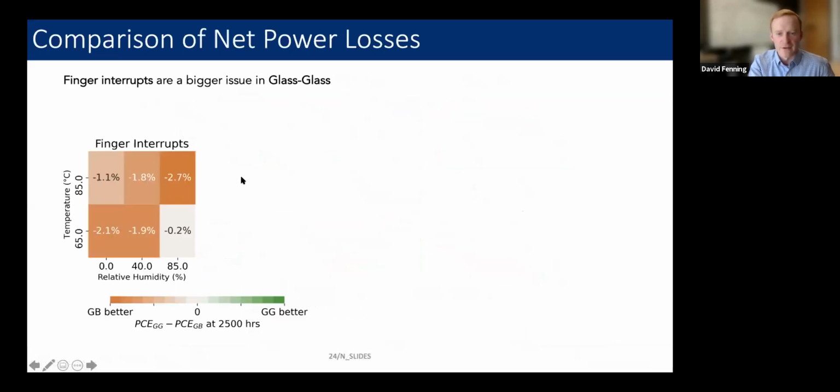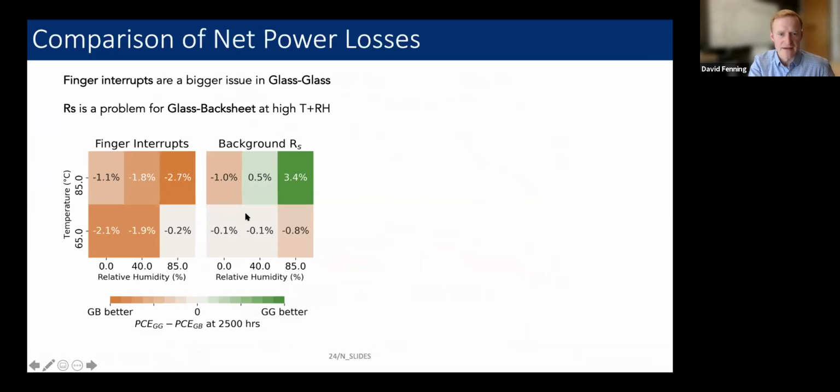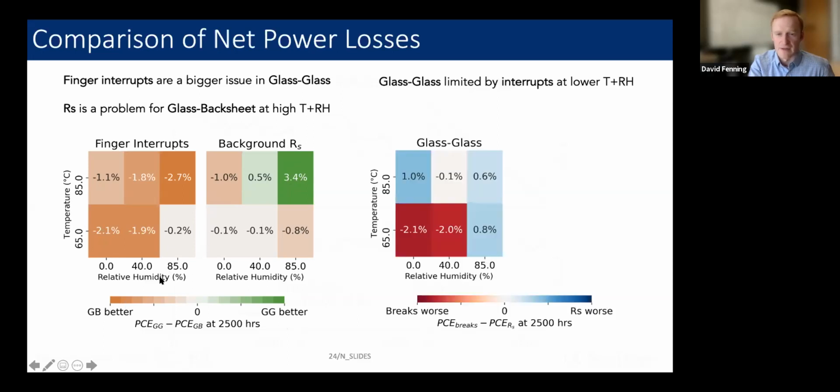So finger interrupts, as I mentioned, are a bigger issue in glass-glass, and it's particularly a problem at higher temperatures. But the backside series resistance becomes really a problem for glass backsheet as we go to higher temperatures and relative humidities. So there are circumstances, particularly high temperature and relative humidity, where glass-glass becomes better, where in drier environments, the glass backsheet can be better.